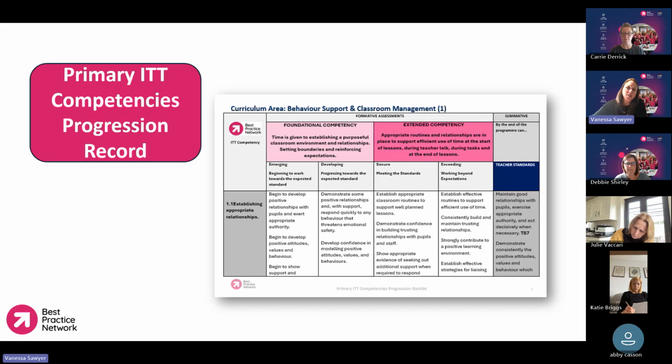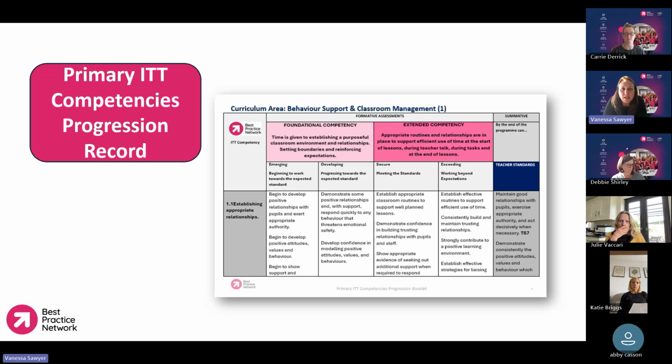But just a snapshot here of a curriculum area. This area is behaviour support and classroom management. So this is what the record looks like for each of the areas. It has what we call our foundational and extended competencies. That's those pink items, and that's what we've been using this year. But what we've done is we've broken it down even further to support the progressive nature of where our student teachers are and where they need to get to, as that has not been as clear this year, with it not being broken down into emerging, developing, secure and exceeding.